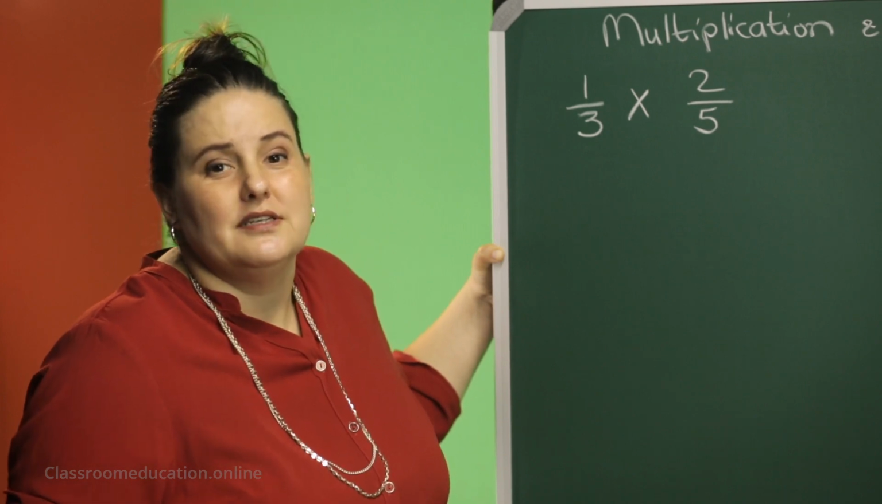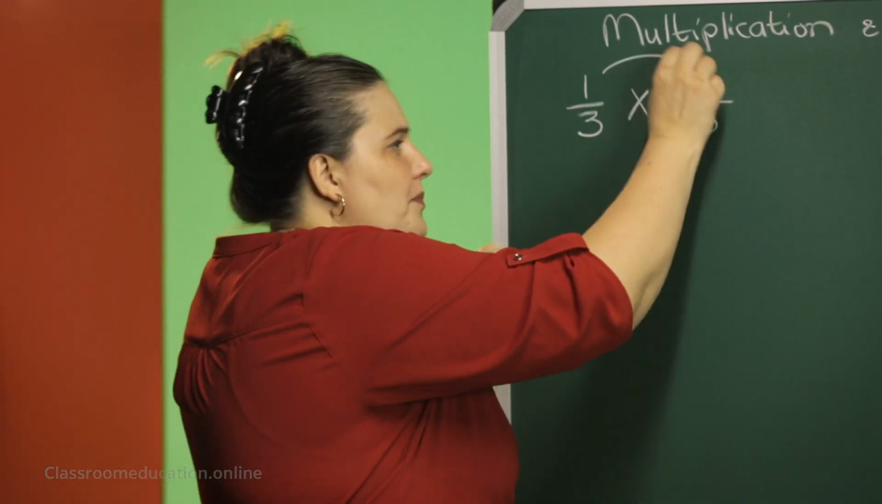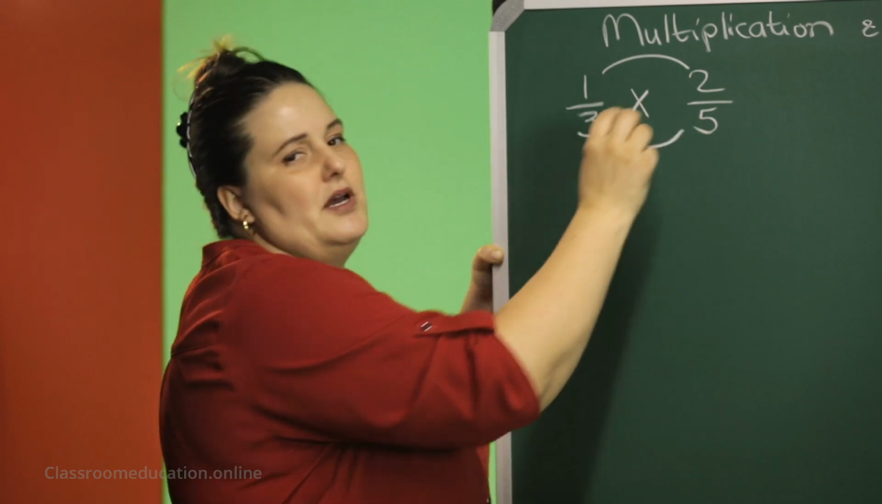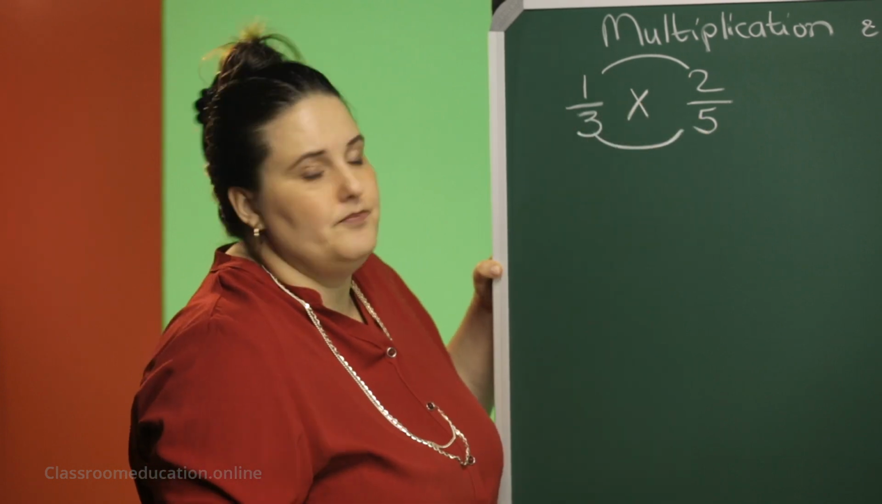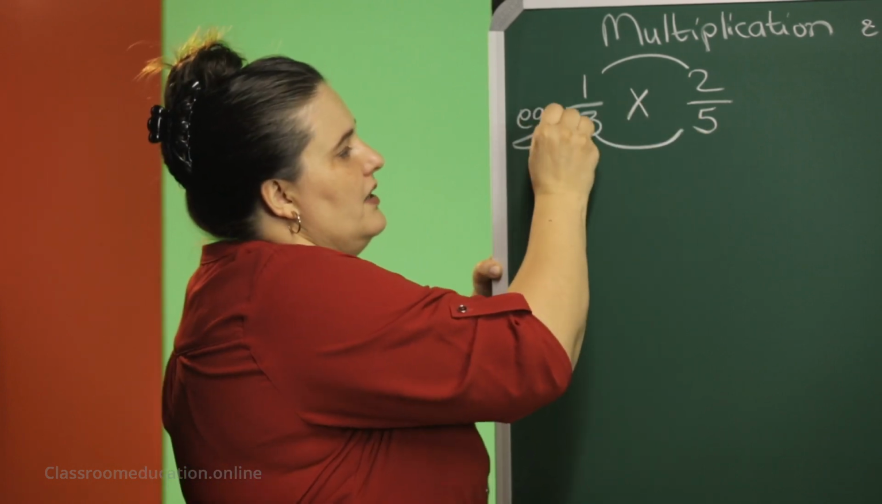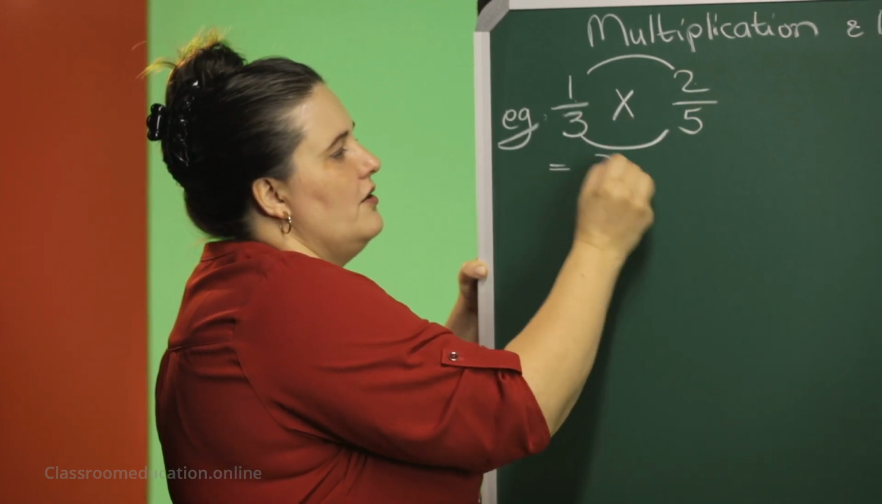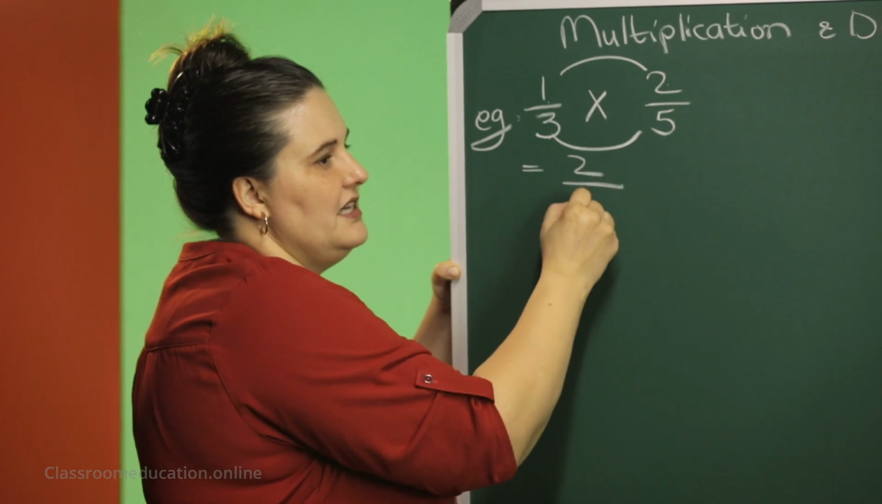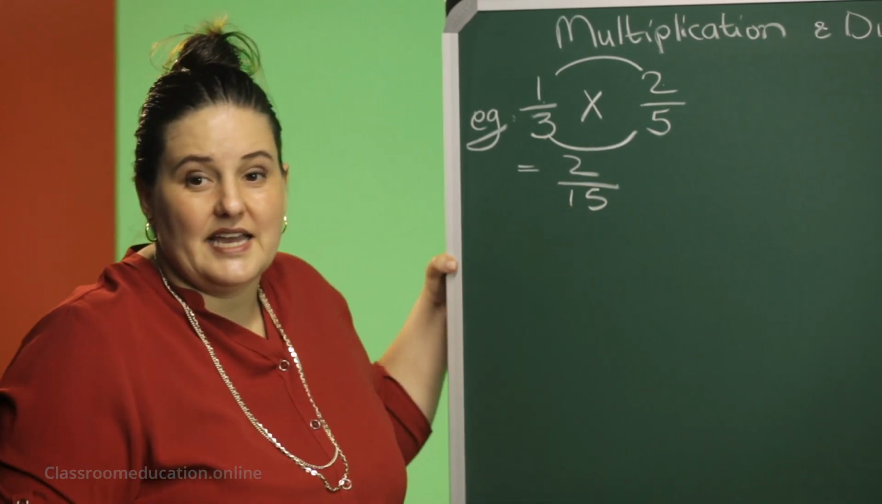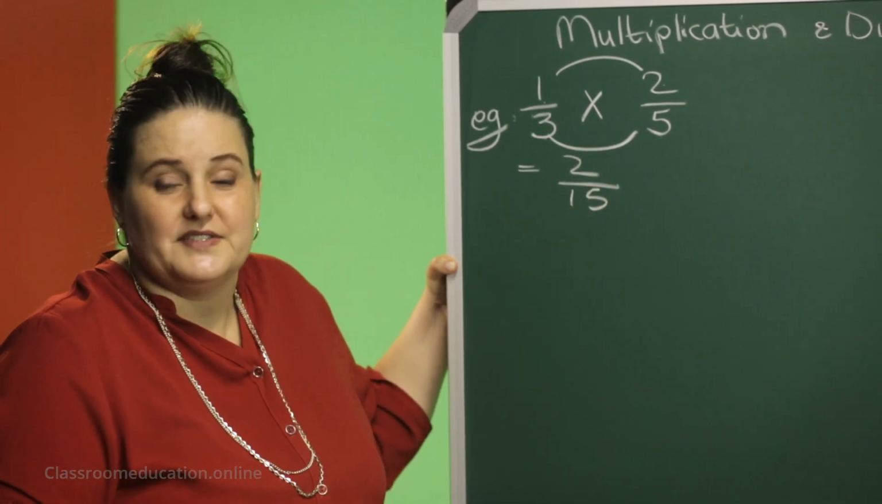How do you do it? Multiply top by top and bottom by bottom. And that's that. So, let's have a look. Top by top, 1 times 2 is 2. 3 times 5 is 15. So in this case, the answer is 2/15.